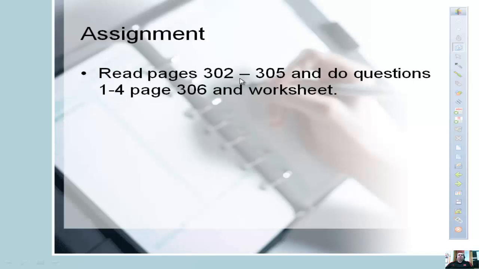Your assignment for tomorrow is to read pages 302 to 305. There are 4 questions on page 306, and then a worksheet that'll be passed out to you.